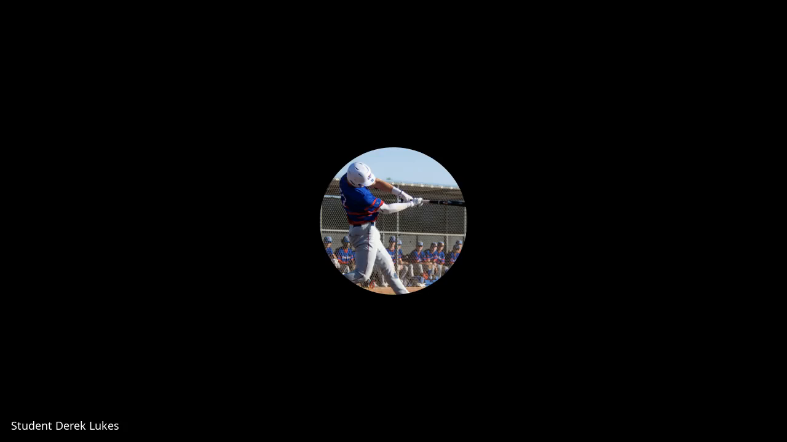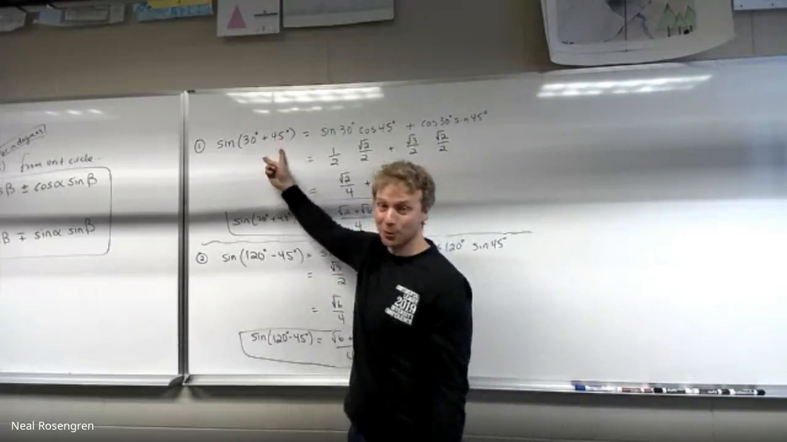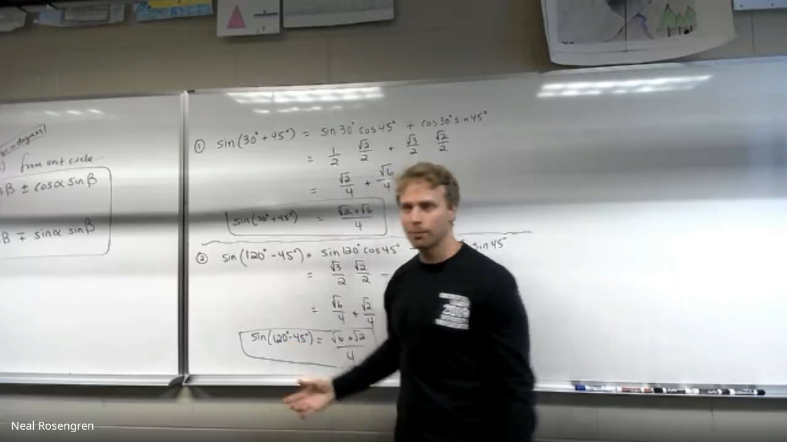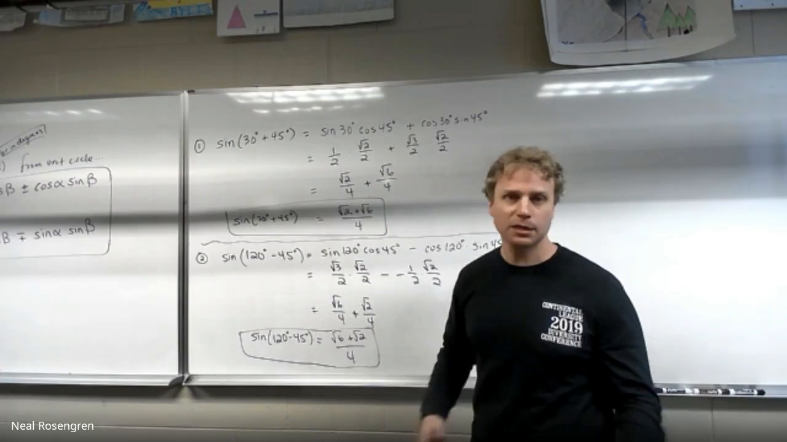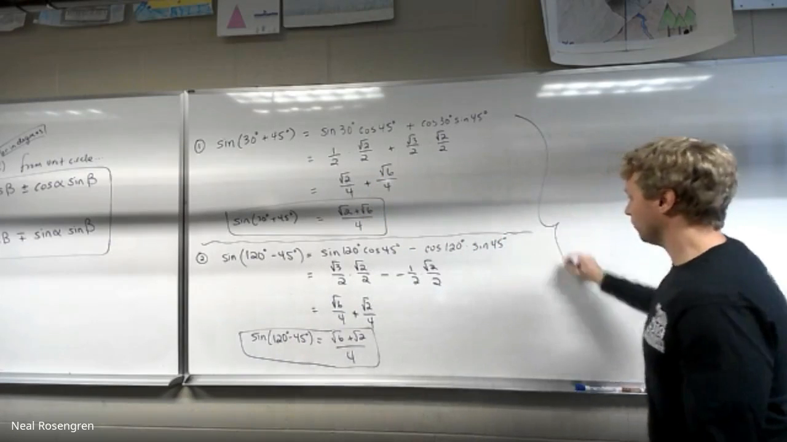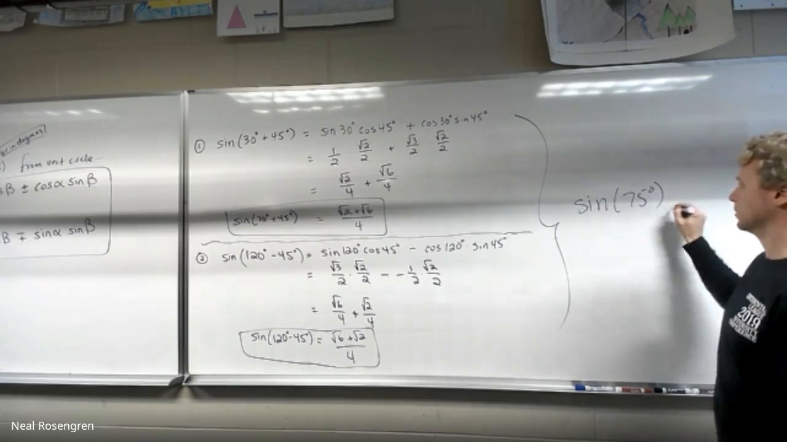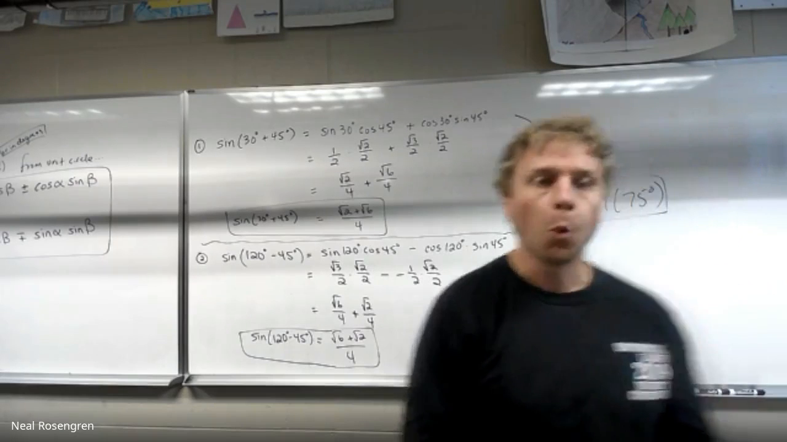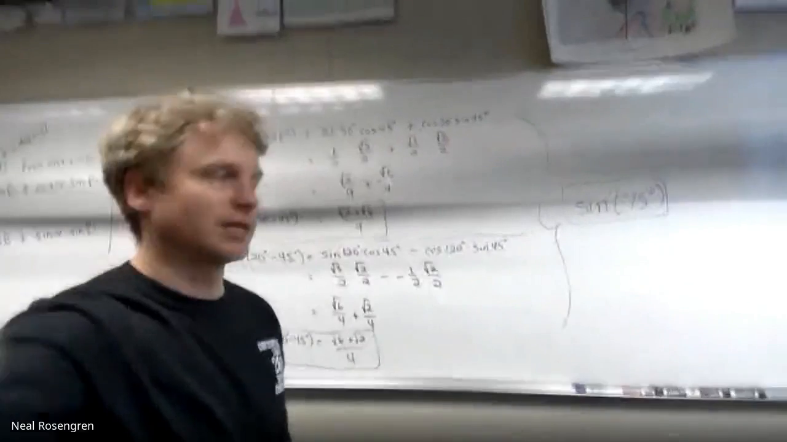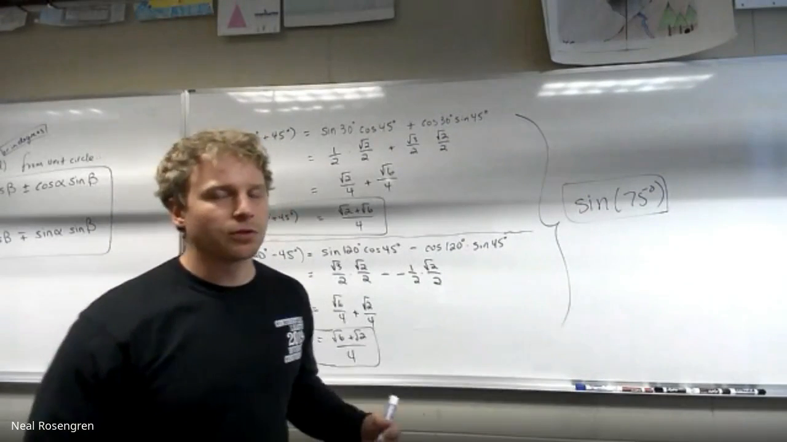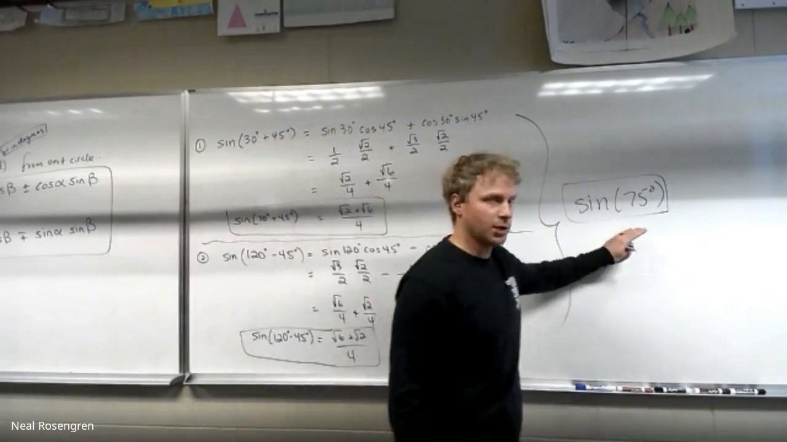Both their sums are 75. Yeah, 30 plus 45 is 75. 120 minus 45 is 75. Both of these problems, we're asking the same question. What is the sine of 75 degrees? And so that's the kind of question they're going to ask.